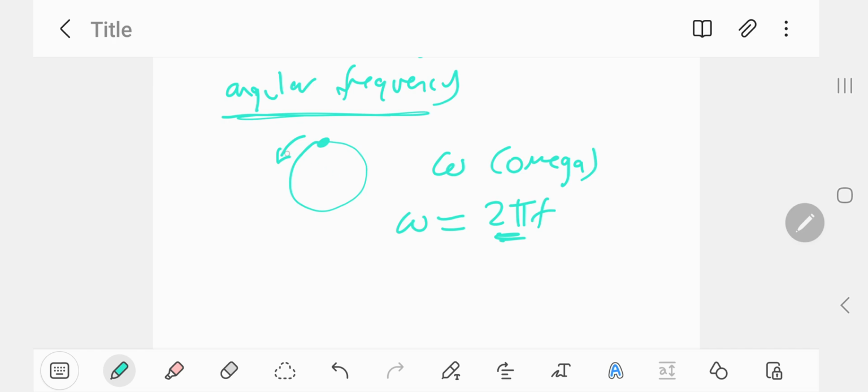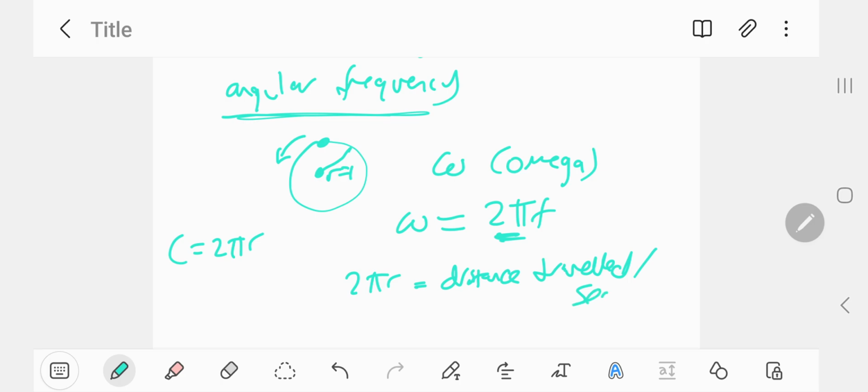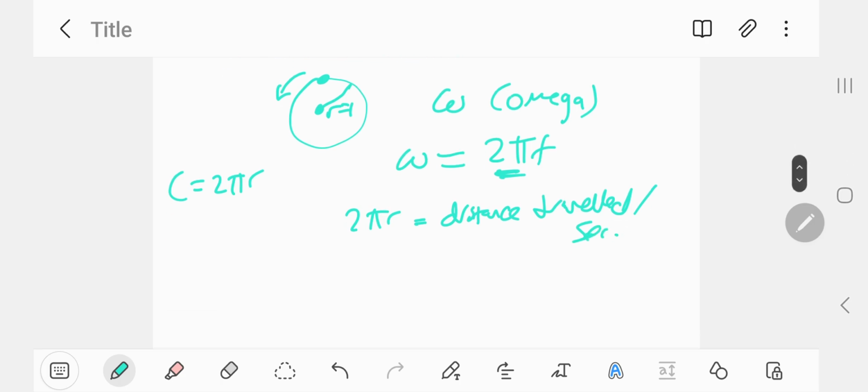Okay, the 2 pi comes from the circumference of a circle. If you recall, c equals 2 pi r. And we're going to take the radius to be 1, in this case, 1 unit. That's why we get 2 pi. And if the point completes one full revolution, one full cycle per second, the distance it travels in 1 second is just 2 pi r. Distance traveled in 1 second, okay, if it makes one loop.